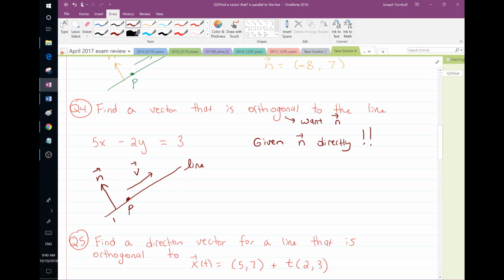So we just have to state that N is equal to 5, -2. And we don't need to use the 3 at all. Just like in the previous examples, we didn't need to use the point. We just need the direction vectors here. We just need the coefficients in front of x and y.